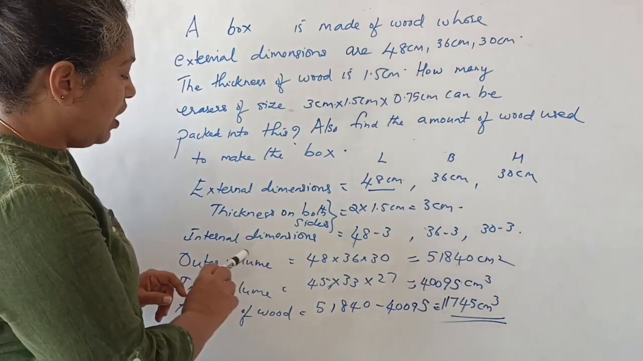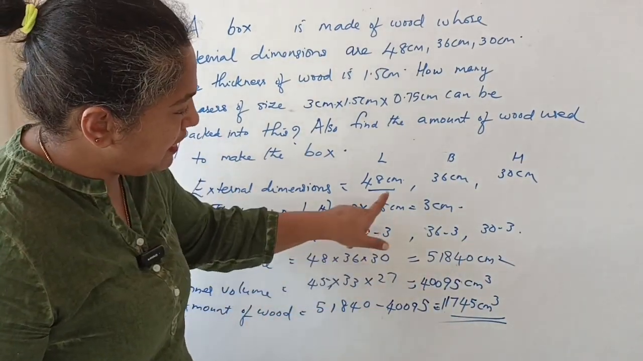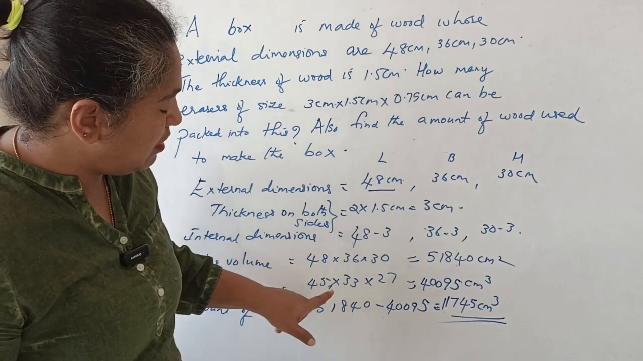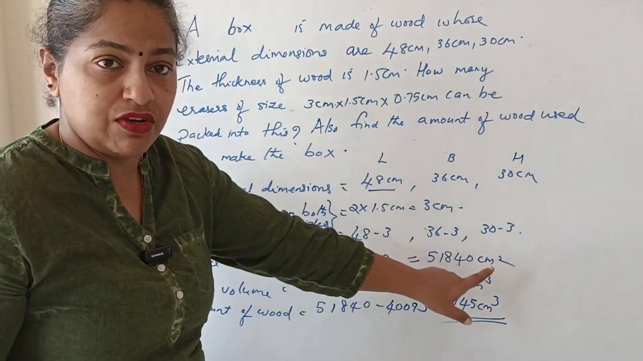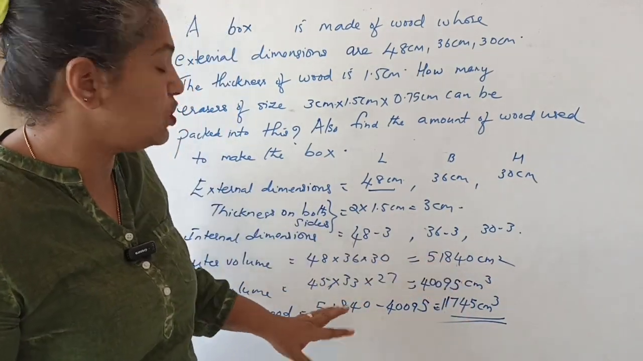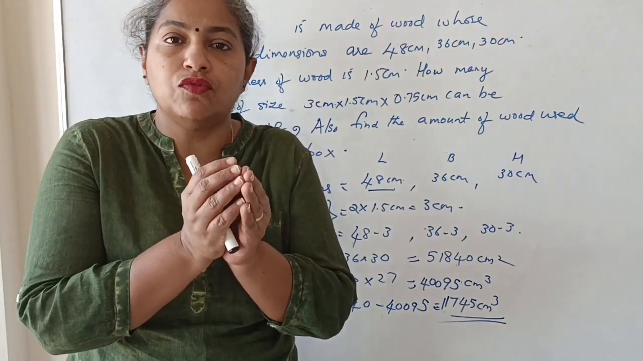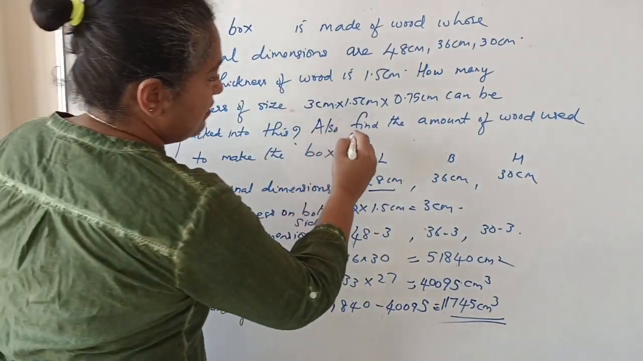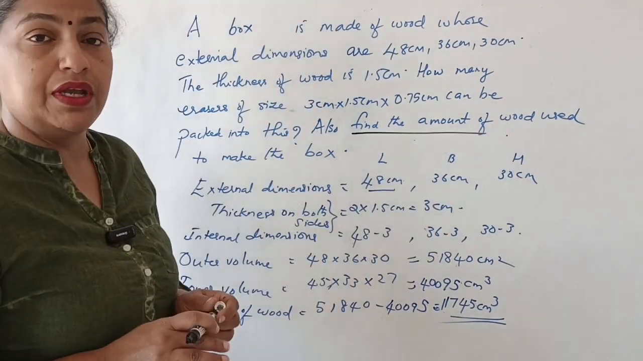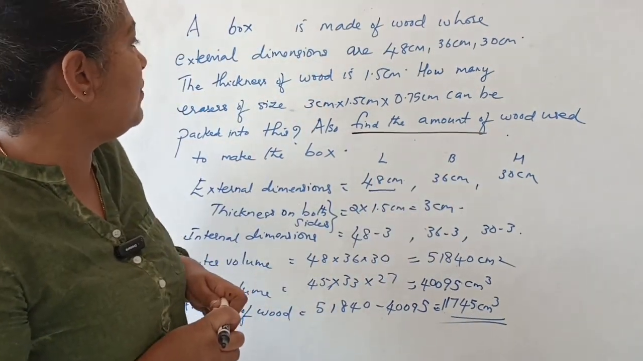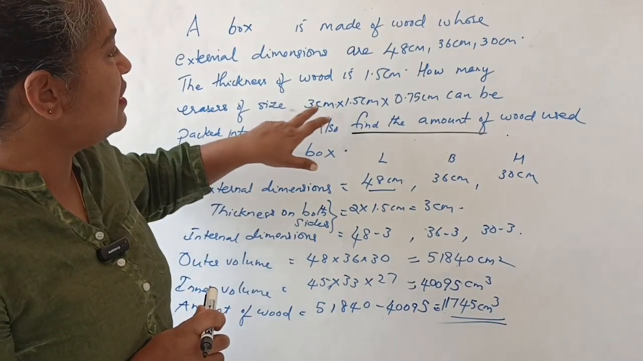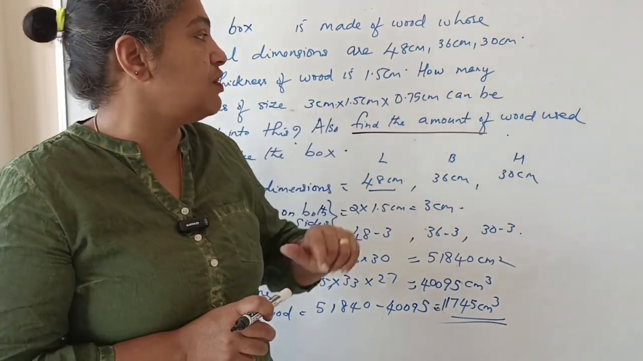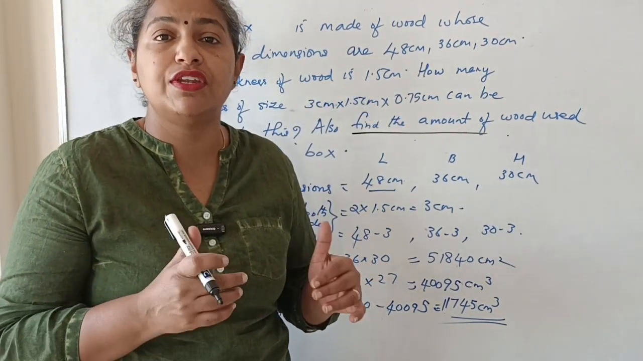Now I will find the outer volume by multiplying L, B and H. I will find the inner volume by multiplying the inner dimensions. I will subtract both in order to get the amount of wood in the box. So I have found the answer for this part. Now I need to find how many erasers of size 3 centimeters into 1.5 centimeters into 0.75 centimeters can be fit into the box.